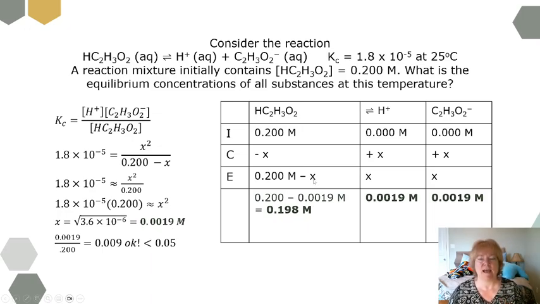But I'm not done. Now I go back and I plug in 0.0019 for X. My equilibrium concentrations for H plus and acetate ion will be 0.0019 molar each. And for the acetic acid, it'll be 0.2 minus 0.0019, which ends up being 0.198 molar. So notice very little of it changes. Started at 0.2, it ended at 0.198. So this would be how we go about finding equilibrium concentrations if I know the initial concentrations and the equilibrium constant value.